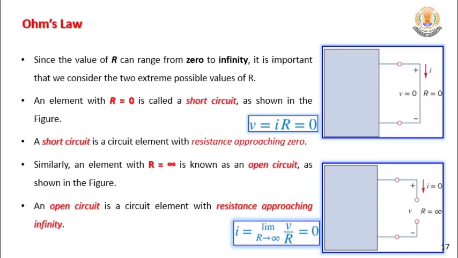Short circuit. This is the terminal you connect by a wire here. So the voltage will be 0. Why? Because the resistance is 0. The other case is to open this wire. So there is no flow of current. No flow of current, this means the current will be 0. Clear?